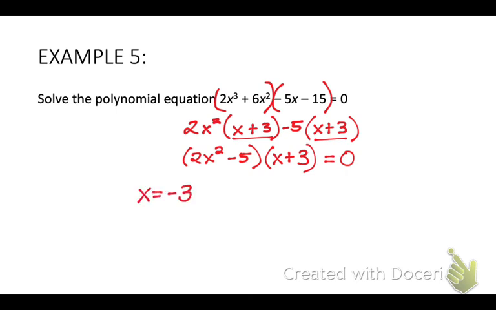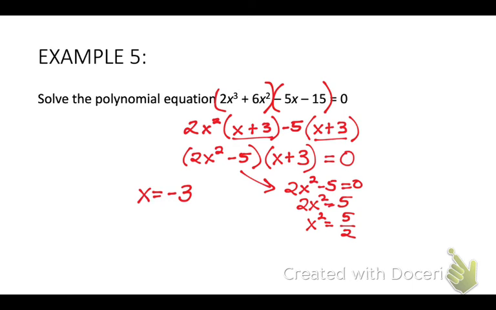This one's not quite as easy. We've got to do a little bit of solving. So if I set that 2x squared minus 5 equal to 0, that gets me 2x squared is equal to 5, which gets me x squared is equal to 5/2.